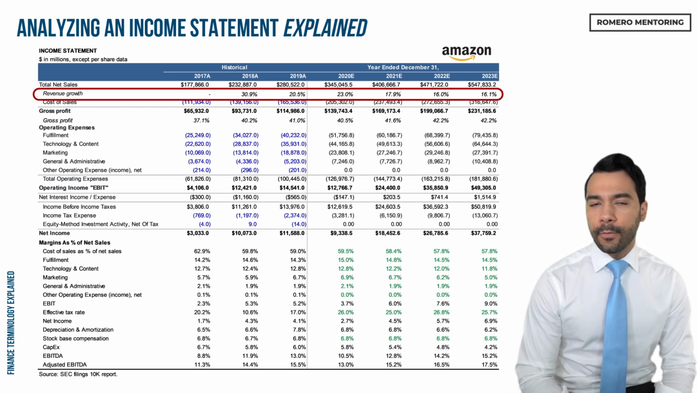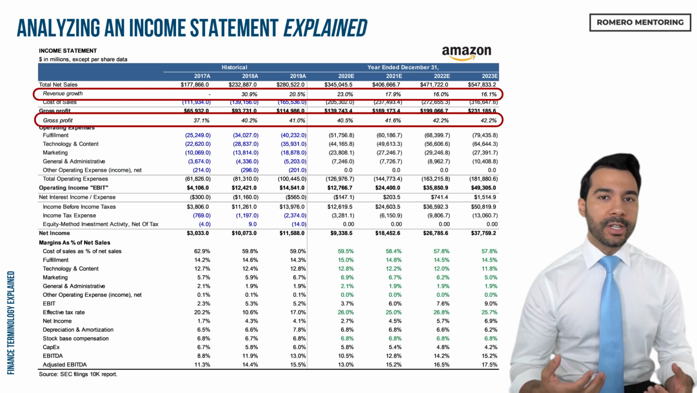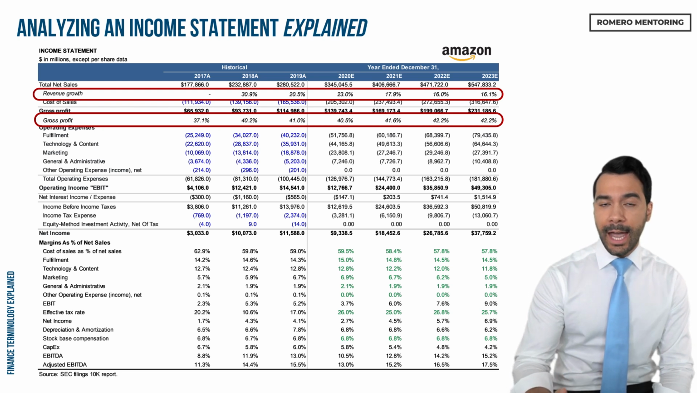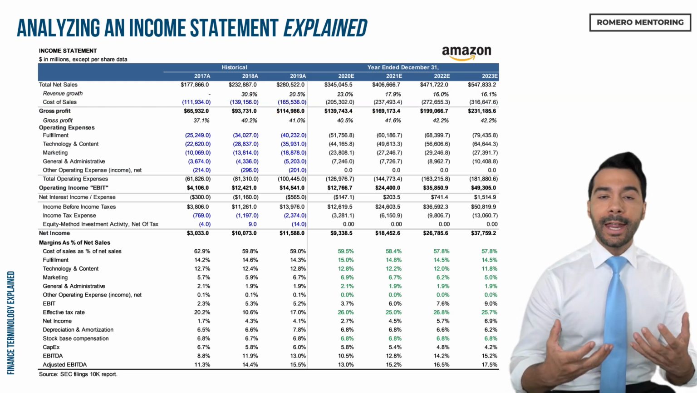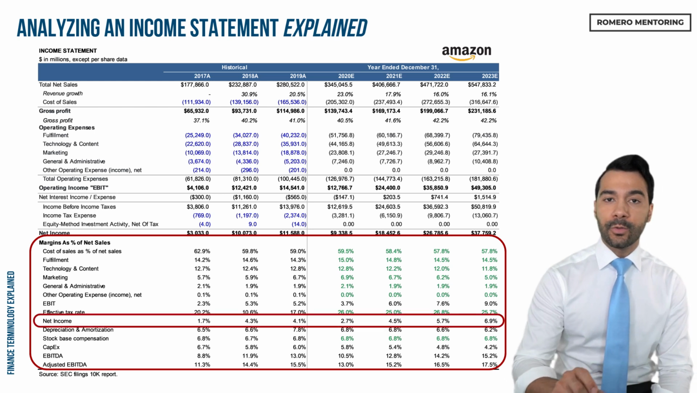Look at the revenue growth of Amazon. It's growing double digit. Look at the profit margin. Notice that it's actually increasing over time. And then if we look at the bottom line, we look at margins, you can see that some of these margins like net income is actually increasing.